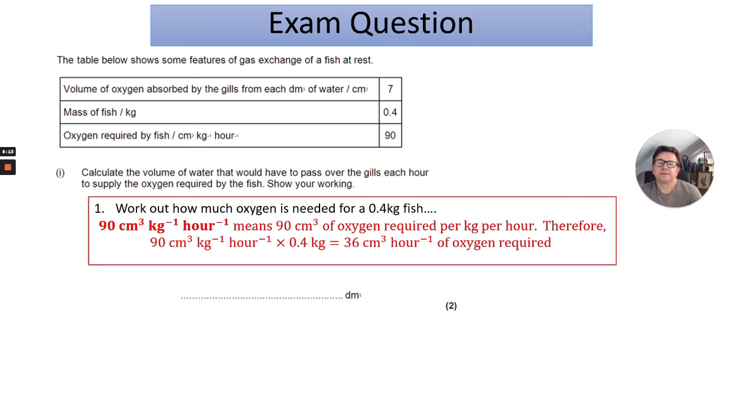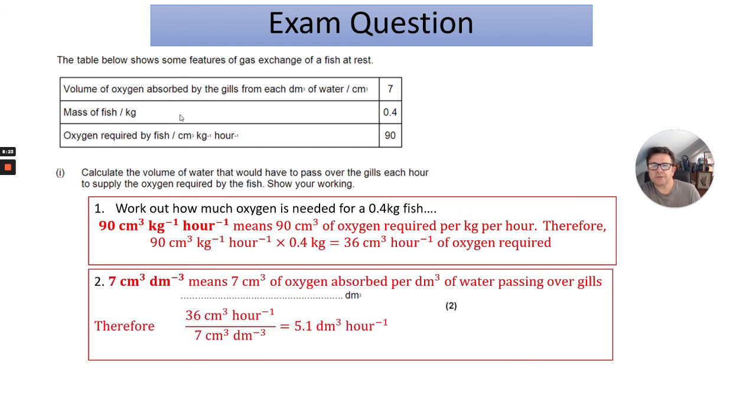However, that's per hour, so we need to know about dm cubed. So if we look at the volume of oxygen absorbed by the gills, it means 7 centimeters cubed of oxygen is absorbed per dm cubed of water passing over the gills. So what you would do is divide it, because you want centimeters cubed into decimeters cubed, so you take the 36, divide by 7, and that gives you the answer of 5.1 dm cubed per hour.